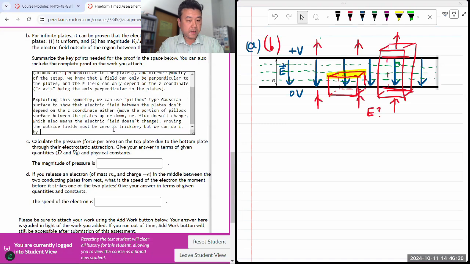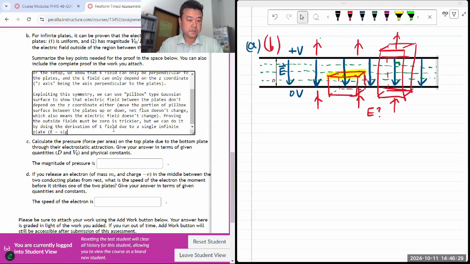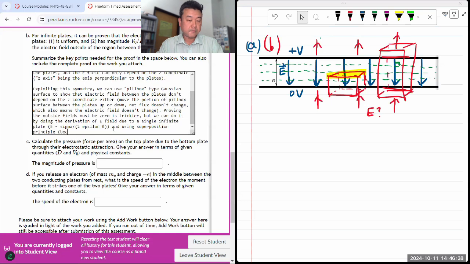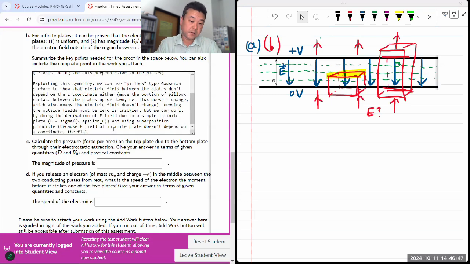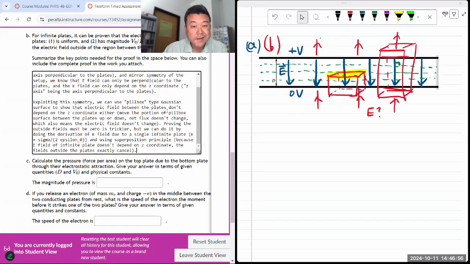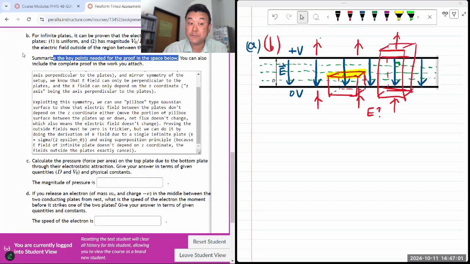we can do it by doing the derivation of the E field due to a single infinite plate. E is equal to sigma over 2 epsilon naught. That's a formula you can prove, and using the superposition principle, because the E field of an infinite plate doesn't depend on the z coordinate, the fields outside the plates exactly cancel. Yeah, so that's enough of a detail, and I'm going to exploit the fact that the question didn't ask for an actual proof, it just said summarize the key points.